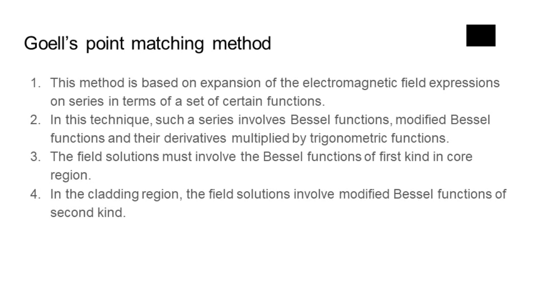Therefore, the field in the guiding region is expressed as a series of Bessel functions of the first kind multiplied by the trigonometric function, because it shows the field's oscillating nature inside the guiding region. In the same way, the field in the non-guiding region is expressed as the sum of a series of modified Bessel functions multiplied by trigonometric functions, because it shows the field's decaying nature as one goes away from the core cladding boundary.